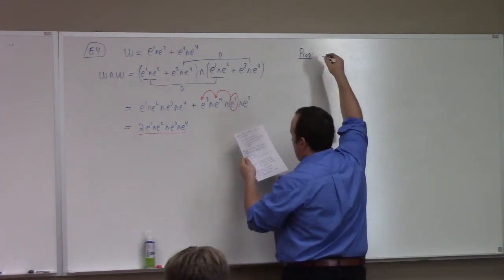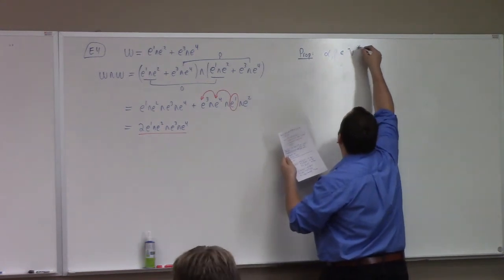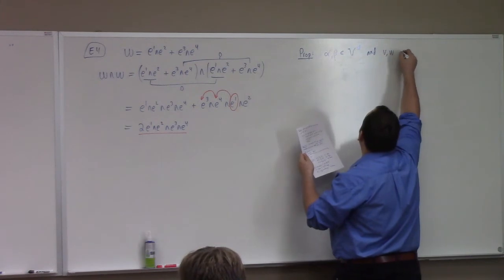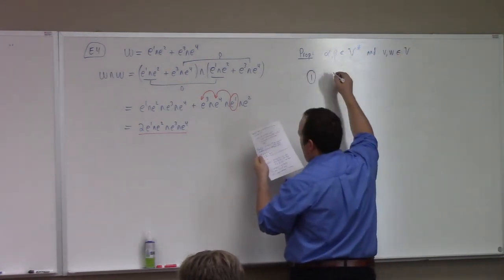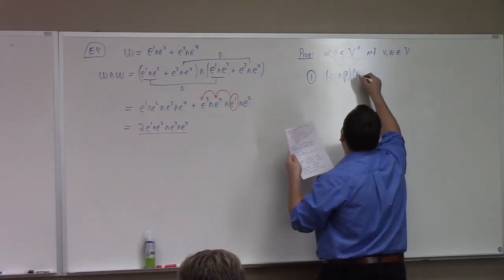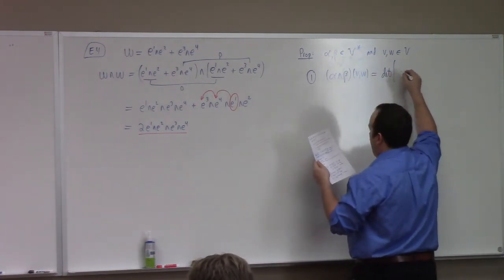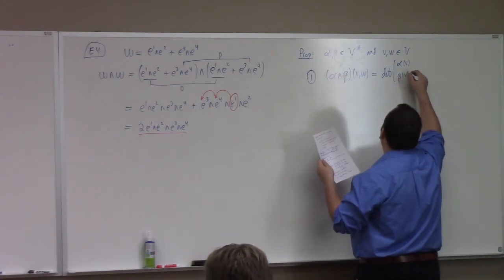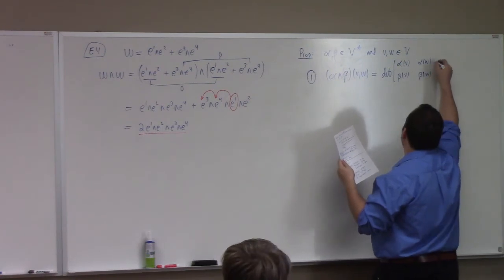Proposition. If you have alpha and beta in the dual vectors, and v and w are in V, then we have a few things. Number one, you can calculate alpha wedge beta acting on v, w. This is the determinant of alpha of v, beta of v, alpha of w, beta of w.